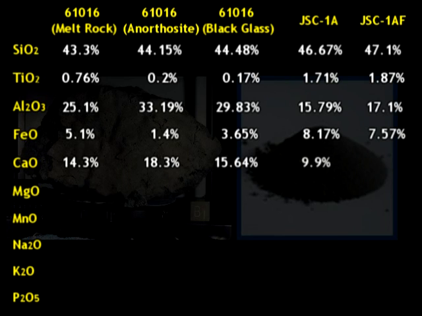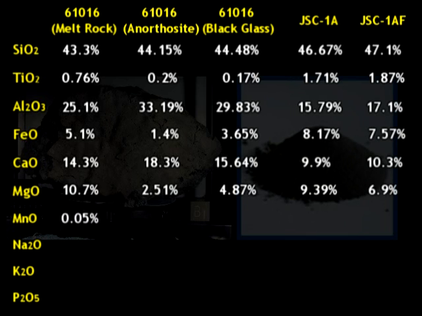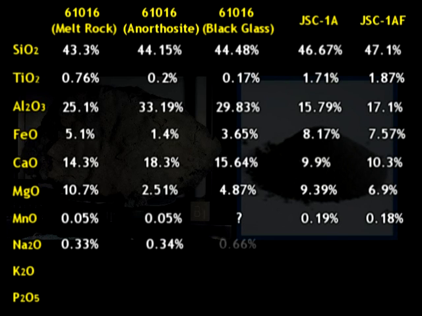For Al2O3, Big Muley melt rock is 25.1% aluminium oxide, its anorthosite is 33.19% aluminium oxide, and its black glass is 29.83%. Whereas JSC-1A is 15.79% aluminium oxide, and JSC-1AF is 17.1% aluminium oxide.